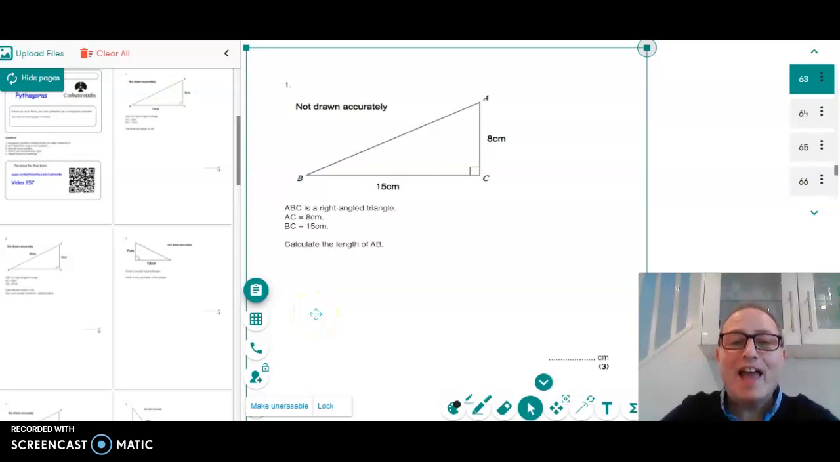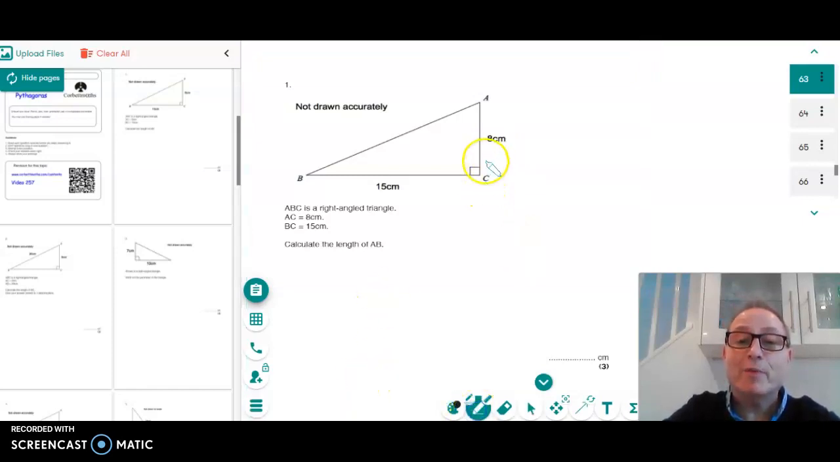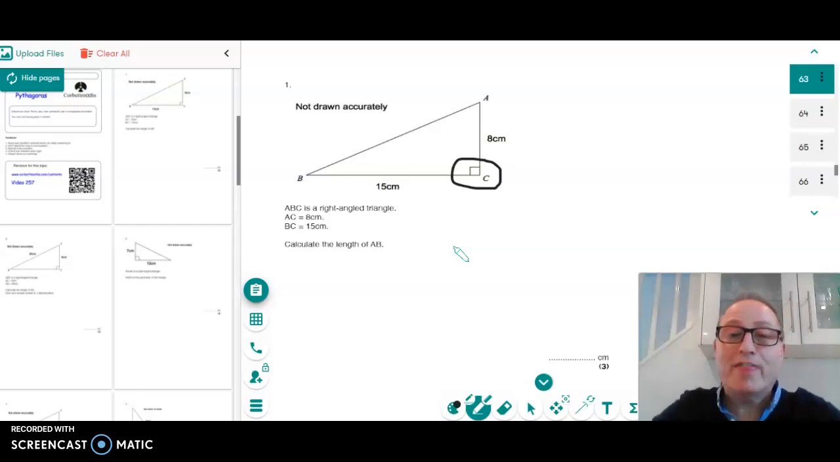Hi, and today's lesson is going to be about Pythagoras. Now, Pythagoras can work in maths with right angled triangles only. And a right angled triangle is highlighted by this symbol here. So this is a right angled triangle. So we know that Pythagoras will be able to calculate it using this question.